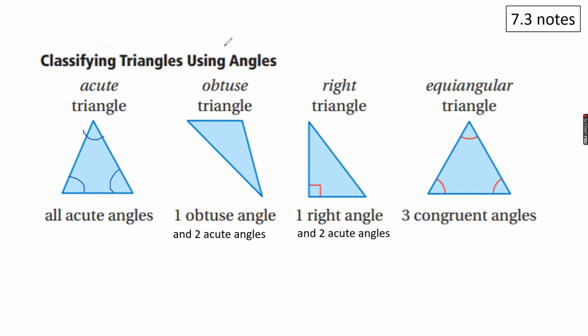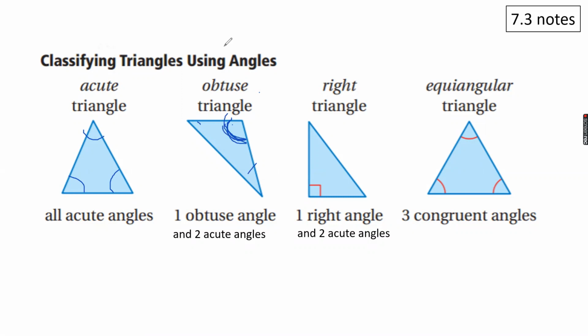This next one is an obtuse triangle because it has one obtuse angle and then two acute angles. Only one angle is possible to be an obtuse angle. So if you have one, that's going to make it an obtuse triangle. The other two are just acute. This one's what makes it obtuse.